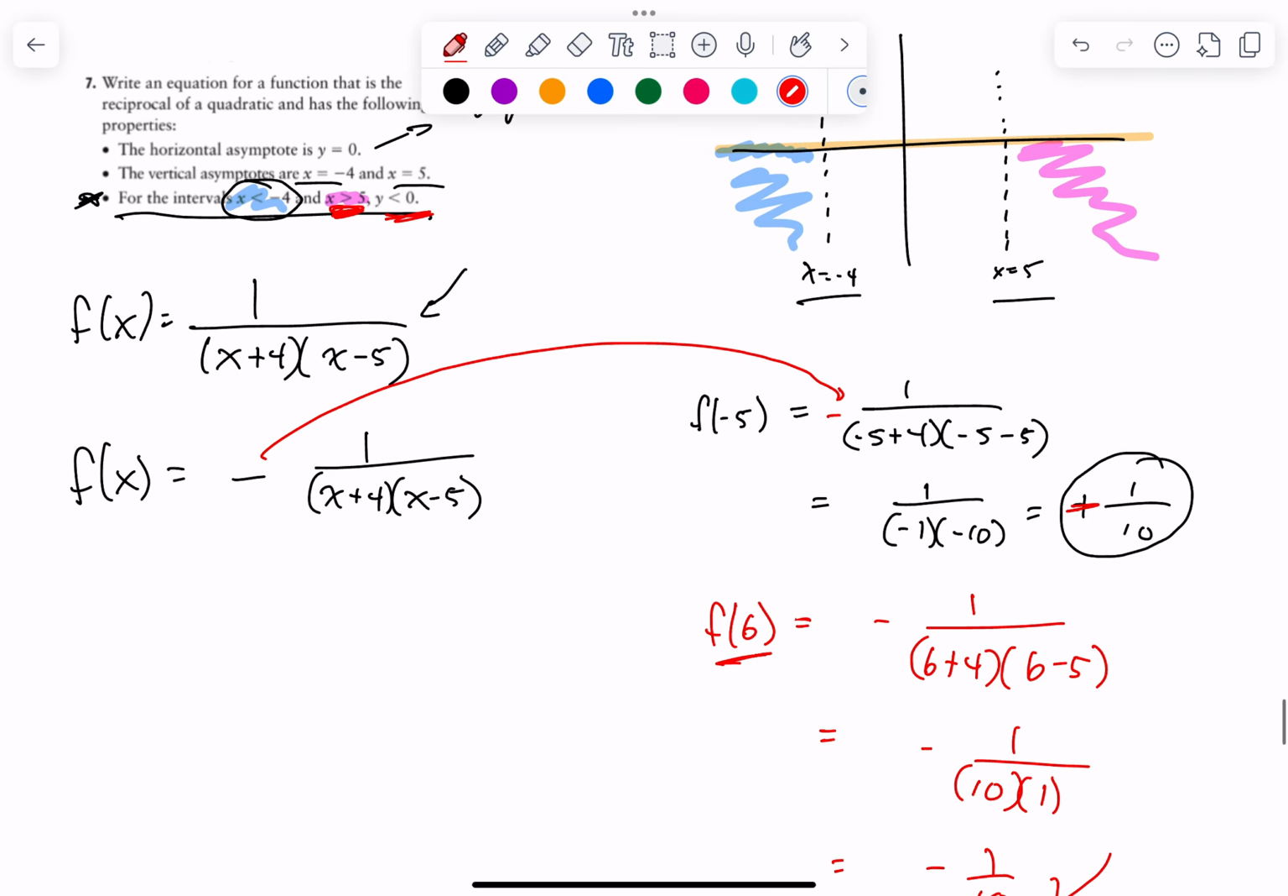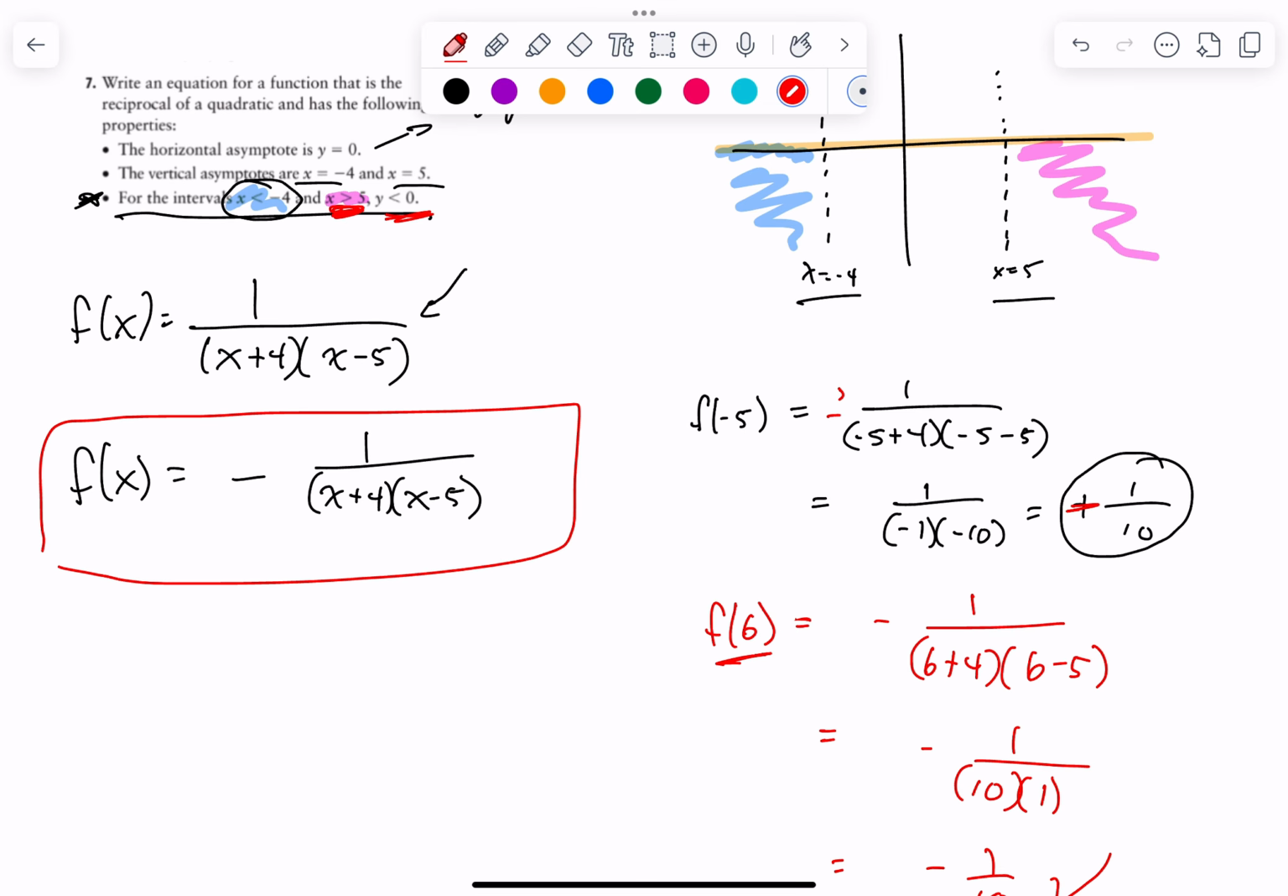So we've satisfied all 3 of those conditions with this equation that I developed. Okay, so that's it for that question.